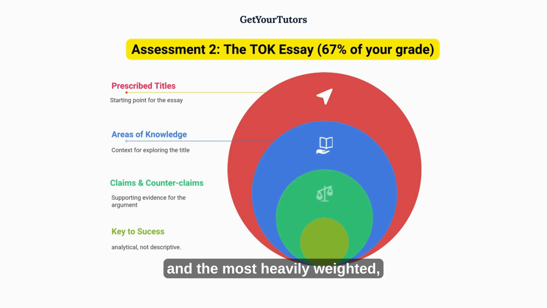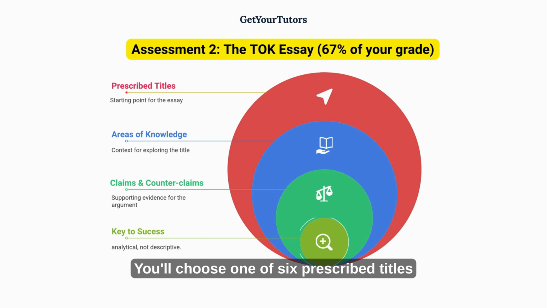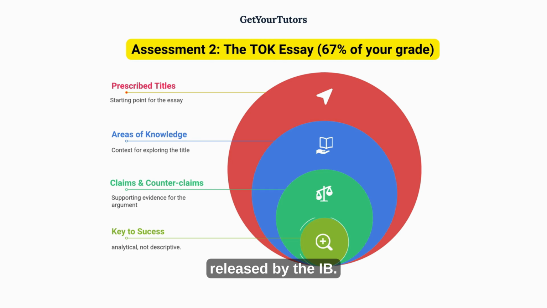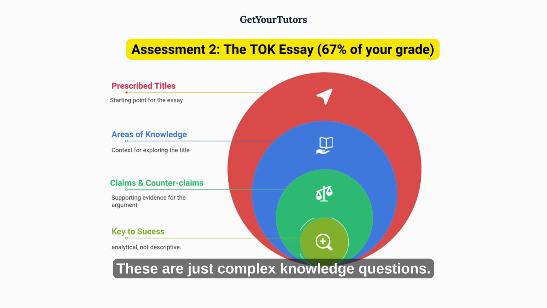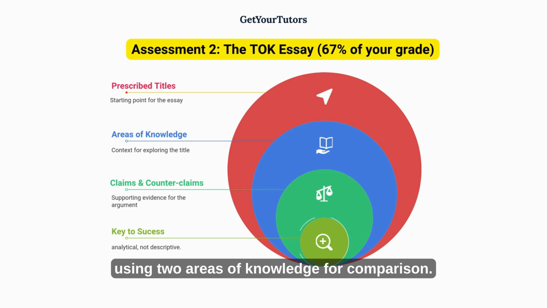Your second assessment, and the most heavily weighted, is the TOK essay. This is a 1,600-word formal essay. You'll choose one of 6 prescribed titles released by the IB. These are just complex knowledge questions. Your task is to answer this question by developing an argument using 2 areas of knowledge for comparison.